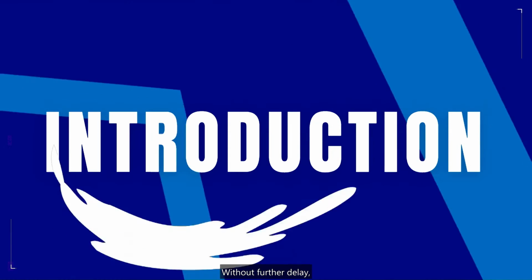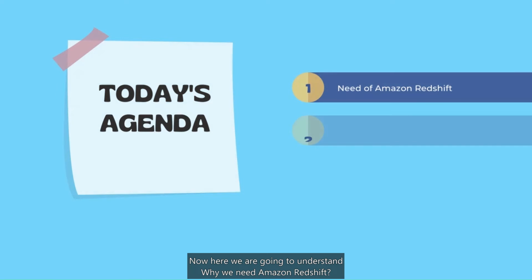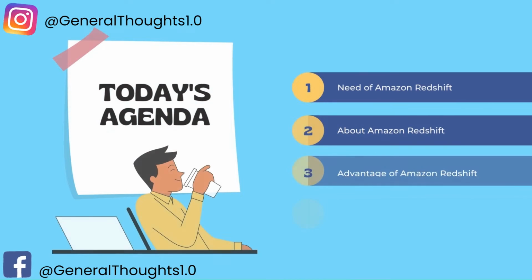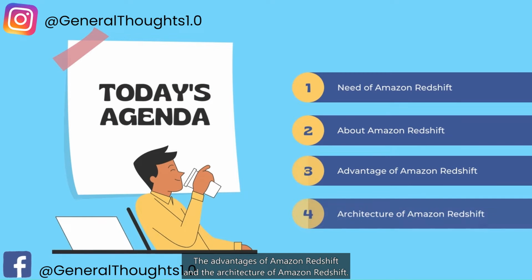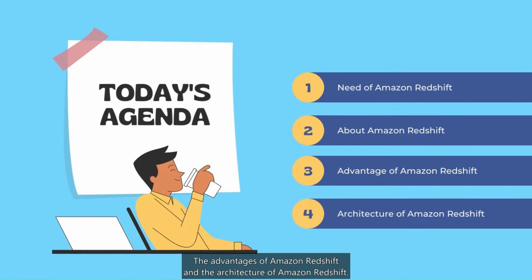Without further delay, let's get started now. Here we are going to understand why we need Amazon Redshift, what is Amazon Redshift, the advantages of Amazon Redshift, and the architecture of Amazon Redshift. AWS stands for Amazon Web Services, which is one of the largest cloud services in the market, and it's a secure cloud service provided by Amazon. Using AWS services, we can create and deploy applications in the server.